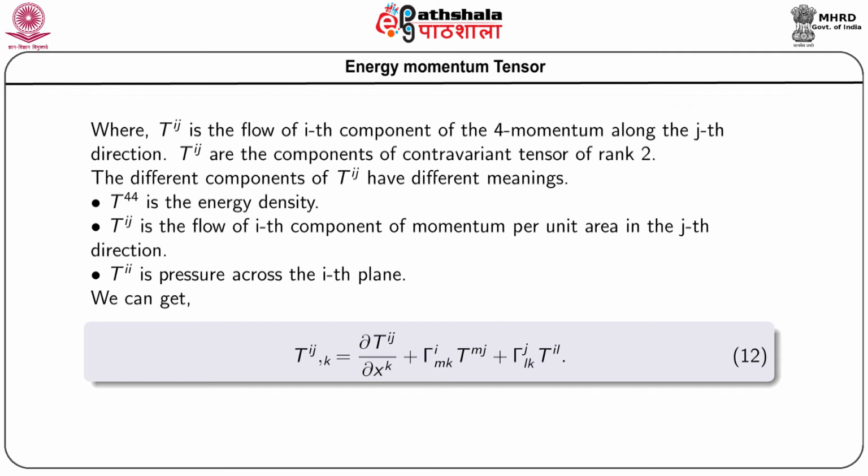Now, if we take the covariant derivative of this T^ij, we get T^ij_,k equals del T^ij by del x^k plus gamma^i_mk T^mj plus gamma^j_lk T^il. So these gamma^i_mk, gamma^j_lk are the Christoffel symbols of the second kind, and this is the covariant derivative of T^ij with respect to x^k.